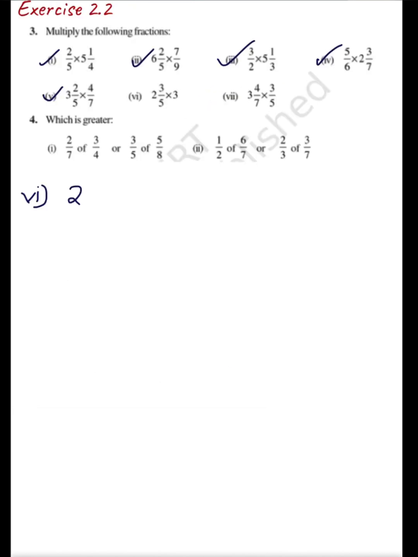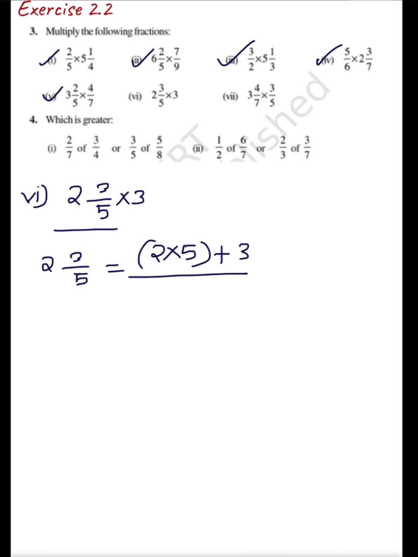That is, the sixth question is 2 3 by 5 into 3. Okay, this is the sixth question, 2 3 by 5 into 3. So here we need to convert this 2 3 by 5 into an improper fraction. You just cross multiply, that is 2 into 5 plus numerator 3, divided by denominator 5. What is 2 into 5? It's 10. 10 plus 3 is 13. So you will get 13 by 5.